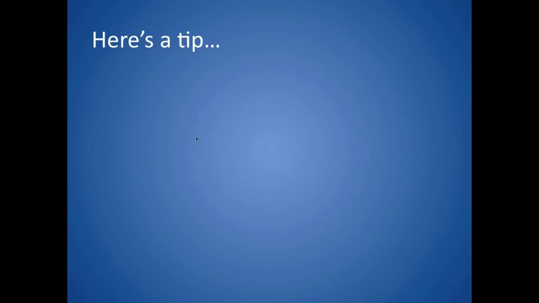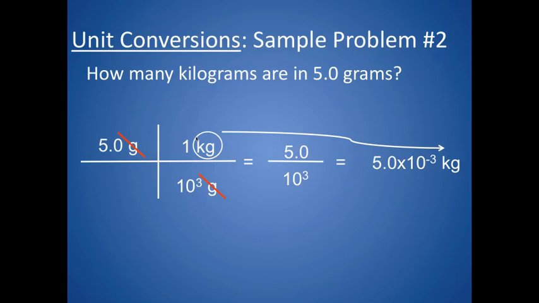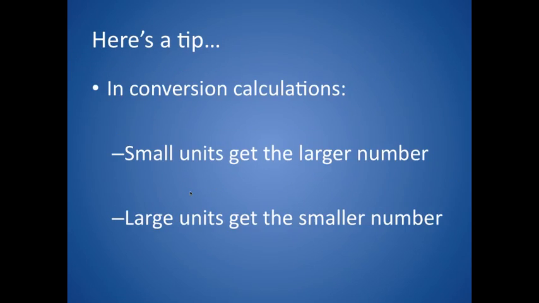So I have a tip for you when you're not sure which numbers to put where. A smaller unit, a unit that is smaller than the base unit, is going to get the bigger number because there's more of those that fit into the base unit. Likewise, if there's a larger unit, it's going to get the smaller number. I'm going to go back and show you what I mean. Notice how a kilogram is a big unit, it gets the small number. Grams is smaller than this, so it gets the bigger number. Big unit, small number. Smaller unit, bigger number. So, small units, large number, large units, smaller number.